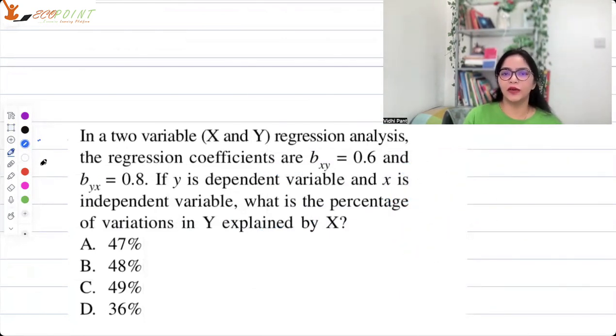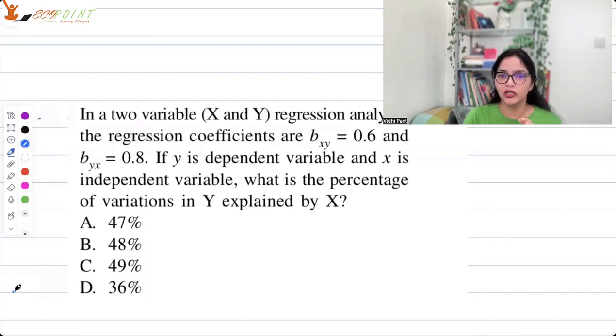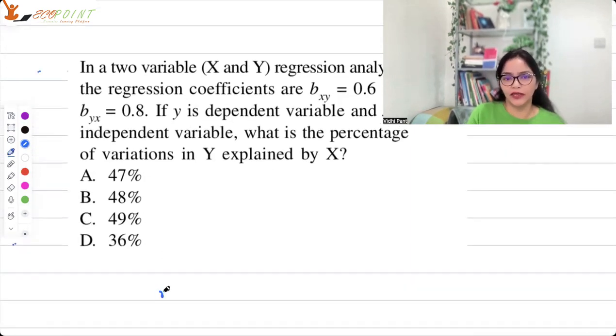The last quick question. In a two-variable x and y regression analysis, the regression coefficients are bxy equals 0.6 and byx equals 0.8. If y is the dependent variable and x is the independent variable, what is the percentage of variation in y explained by x? So for this you need to know the relationship of regression coefficients with the coefficient of determination, that indicates the proportion of total variance in the dependent variable that is explained by the independent variable, that is basically r square, right?